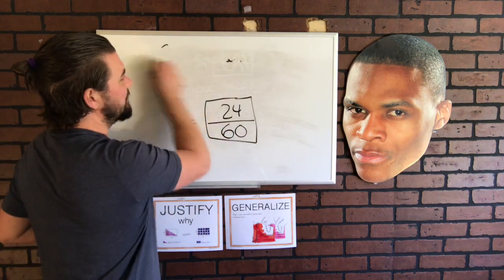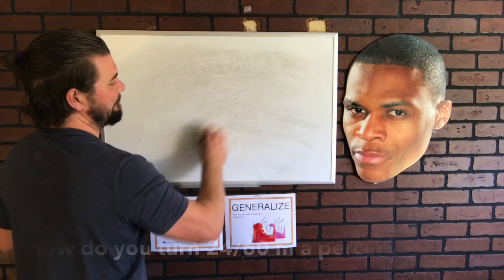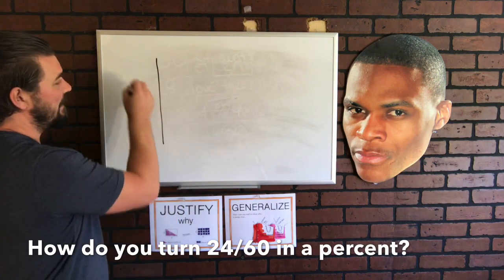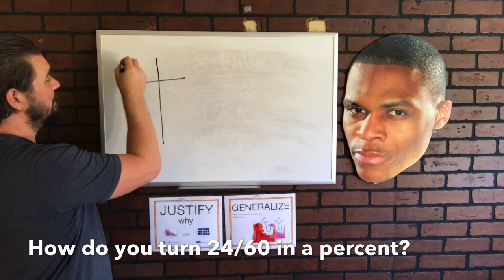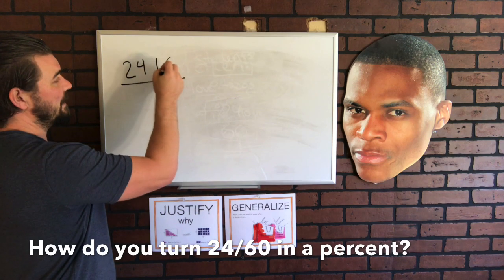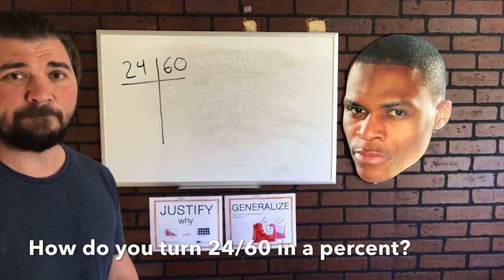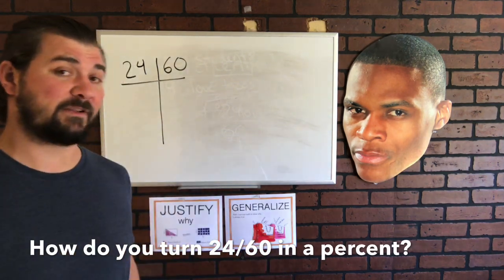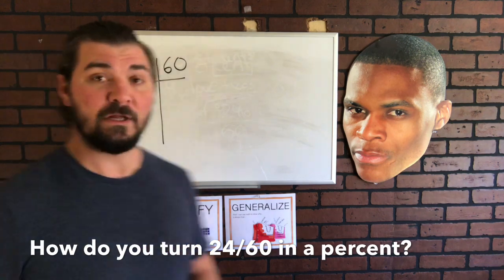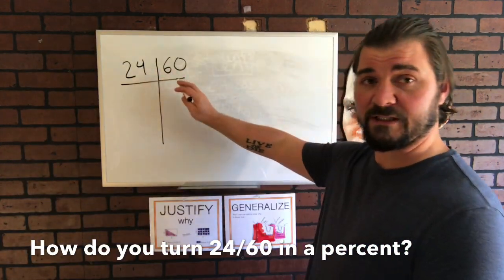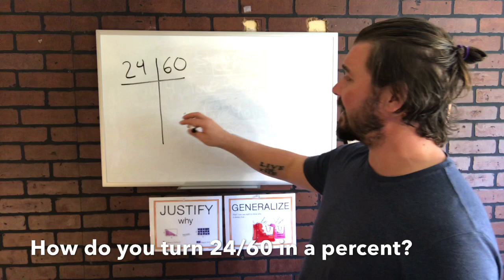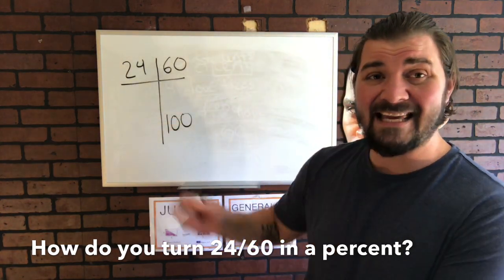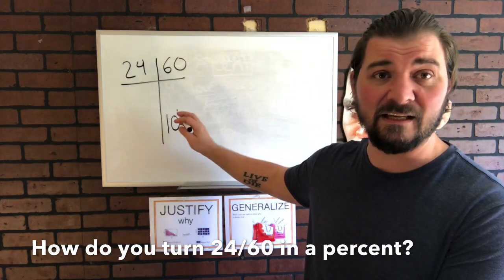Well, let's look at this in a couple different ways. So I've got my 24 over 60. I could create this in a table. And if I made this table, on one side, I'm going to put 24, and the other side, I'm going to put 60. Now, this is a ratio. So whatever I do to one side, I have to do to the other side, because the ratio has to stay locked in. So we've got our 24 over 60. And I'm thinking, I've got to somehow get this to 100 over here. But I can't multiply 60 by anything to get to 100.